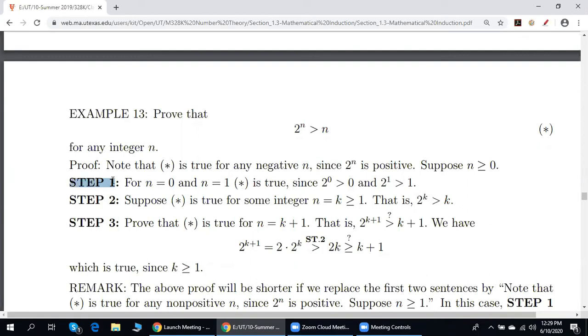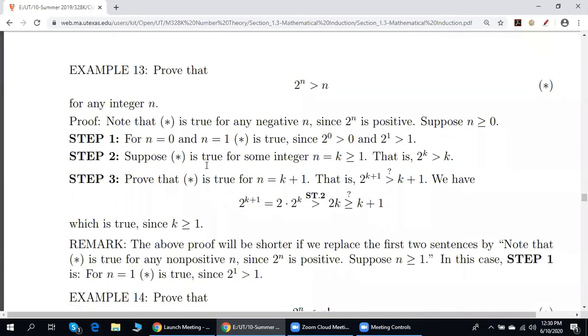Indeed, if in step 1, we show that this is true for n is equal to 0 only, in step 2, we'll have to put 0 here. Therefore, in step 3, we will not be able to prove this, because this can be rewritten as this, and if here 0, this is simply not true. If k is greater or equal to 0, this does not mean that k is greater or equal to 1. Therefore, if here 0, we will not be able to prove this.